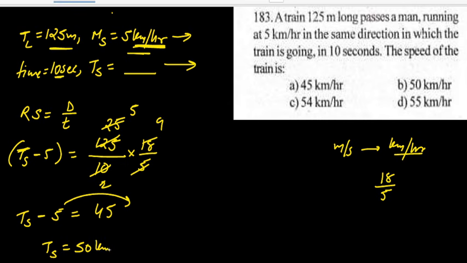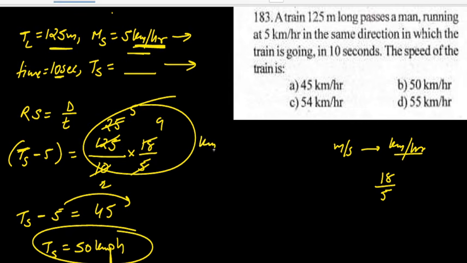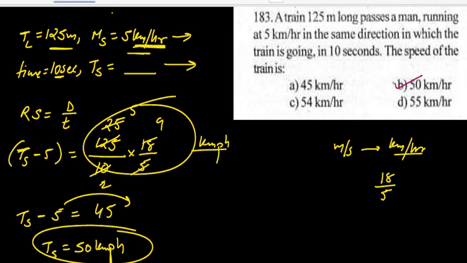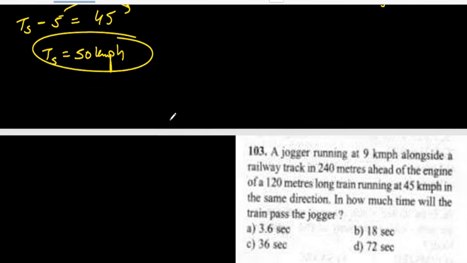What's the unit? Kilometers per hour. How? Because we have converted this part also into kilometers per hour. So automatically whatever you get will always be in kilometers per hour, which is my option number B. I hope you got the idea. Okay, let's check another one.